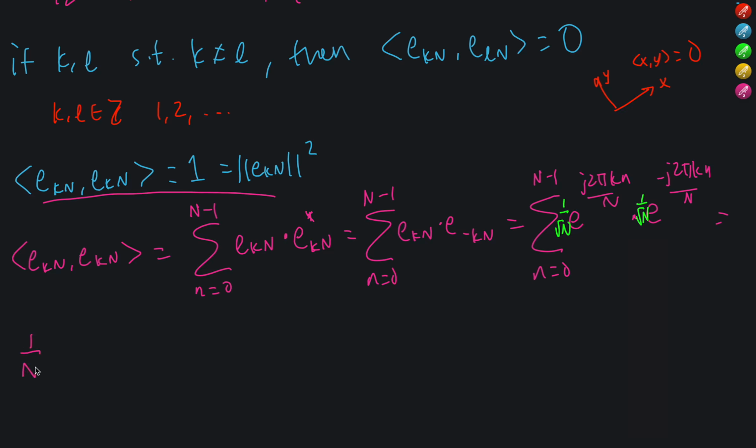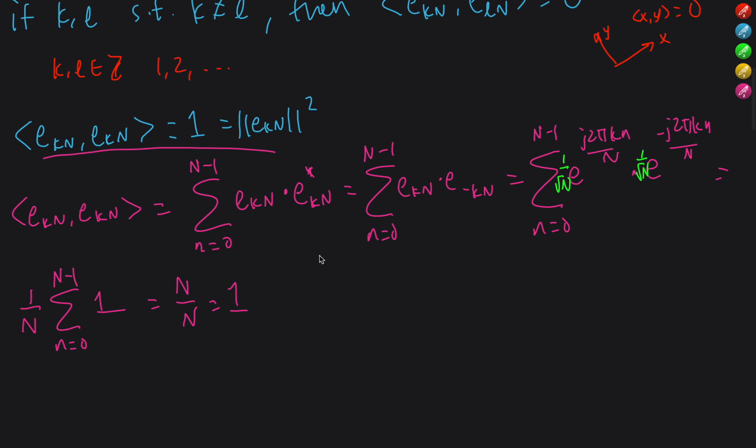That becomes 1 over big N in the front, and then inside we're left with the sum from n equals 0 to N minus 1, and these things are all just 1, right? Because when you multiply them, it becomes e to the 0, which is 1, and so this becomes adding 1 to itself N times, which is N divided by N equals 1. That's the whole reason why we put this 1 over root N: so that the energy of our signal itself is always 1. Okay, so that's good. We proved the first thing.